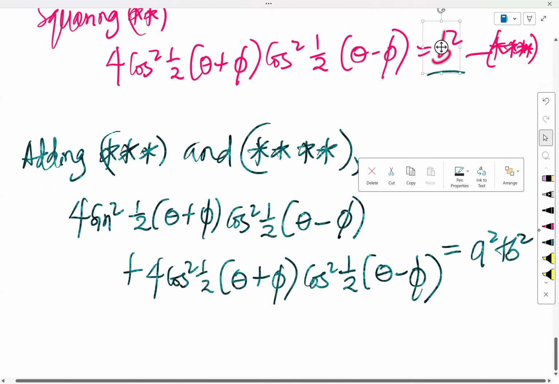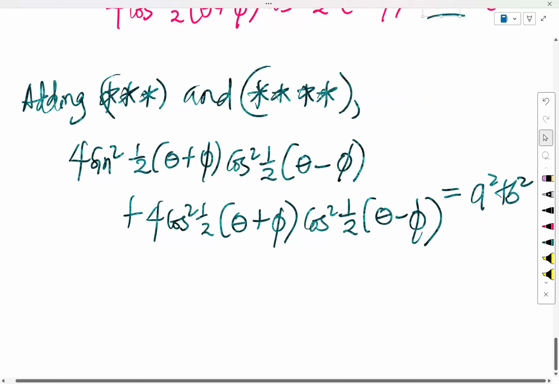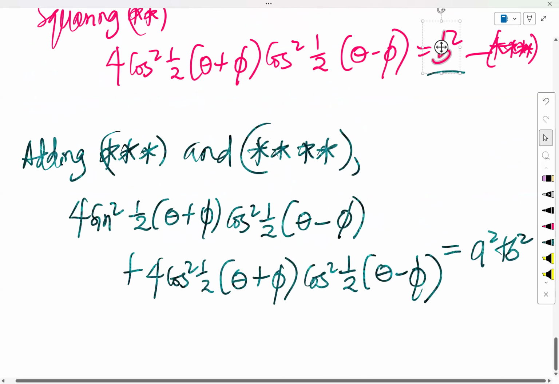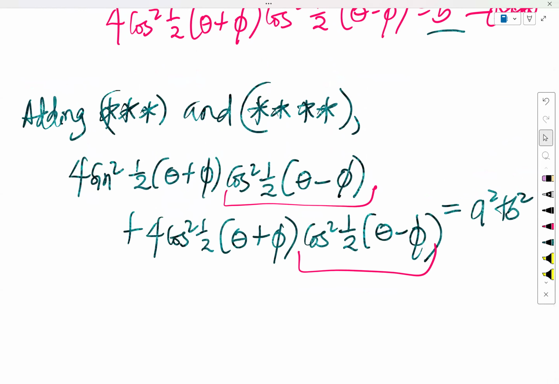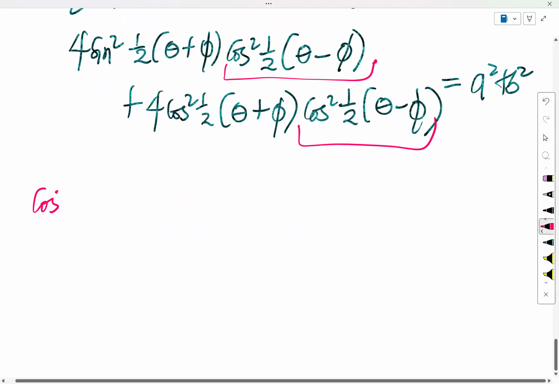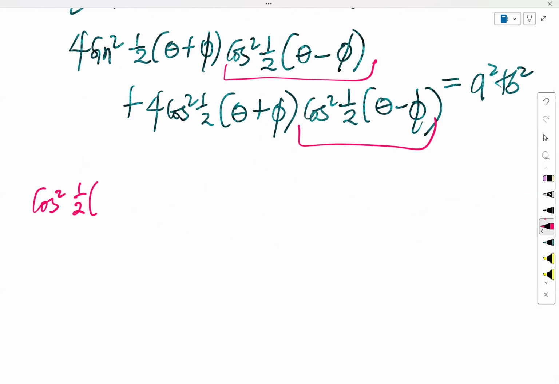So what can we do with this expression on the left? Obviously, it looks like we can tidy things up. For instance, you see cos squared half into theta minus phi is common to both. So we can have cos squared half into theta minus phi common, into 4.